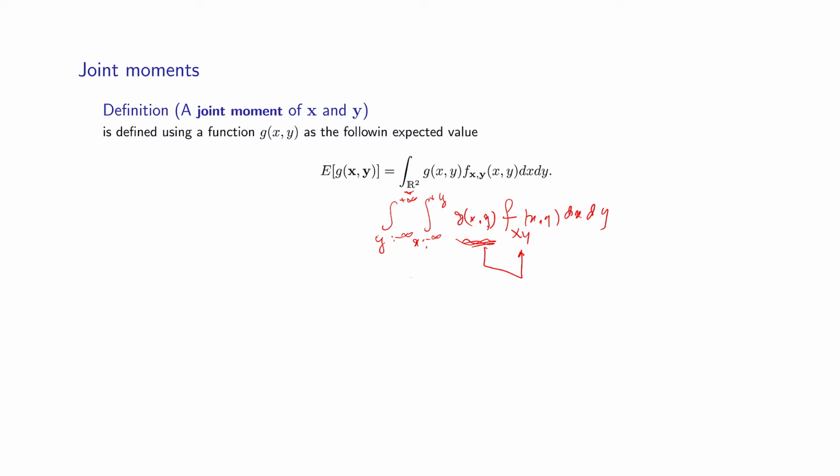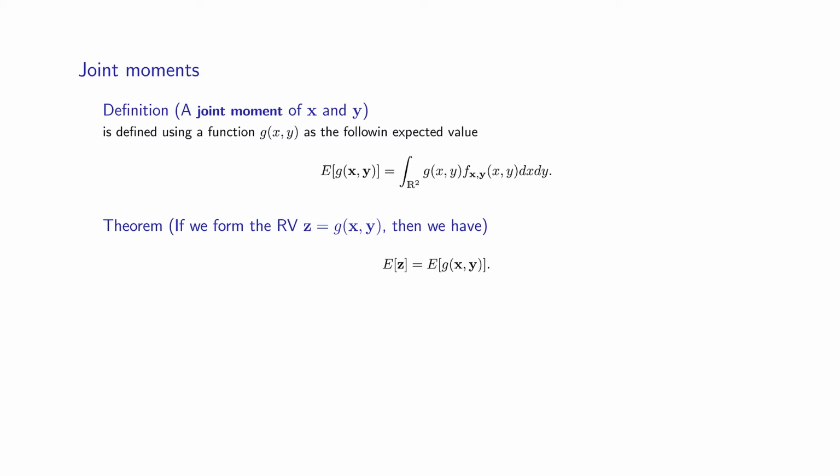For instance, one joint moment is the mean of x, because this is a function of the joint. Another one is the mean of y. A third one is the mean of x to the power of 2, the mean of y to the power of 2, or the mean of x times y, or the mean of x plus y. So these are all different joint moments of x and y. If you define a random variable z as a function of two random variables, then the expected value of z is equal to the joint moment. So this is trivial.